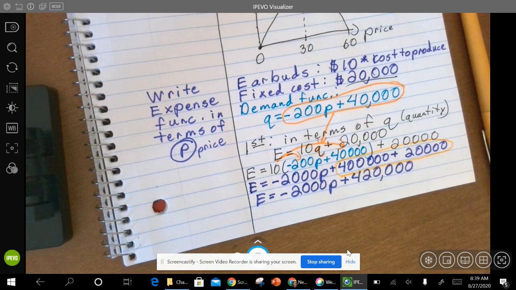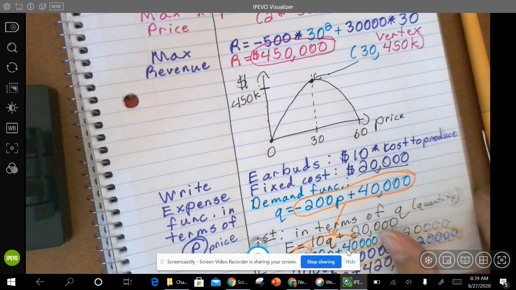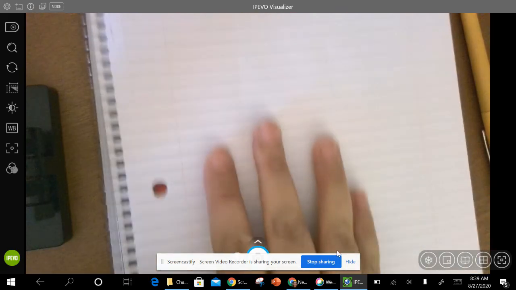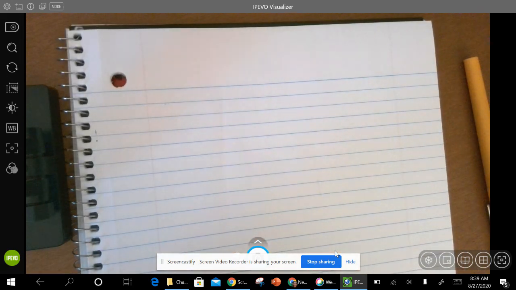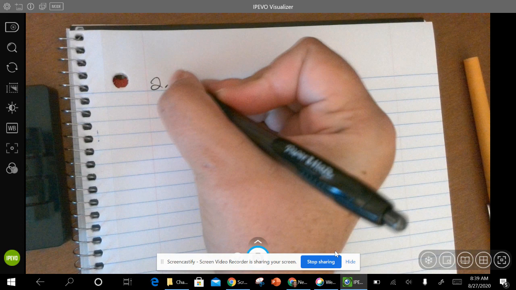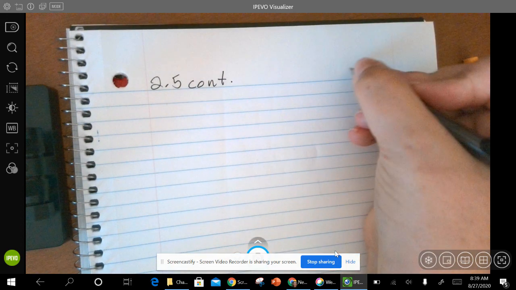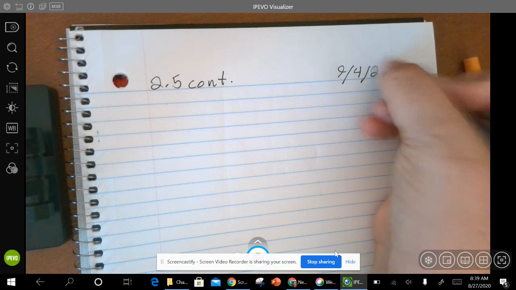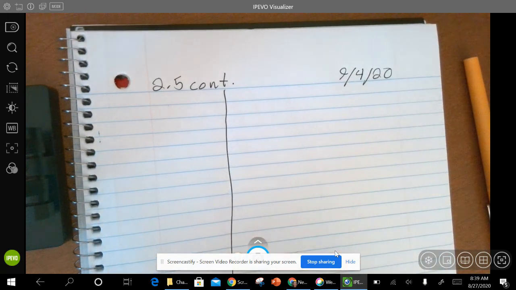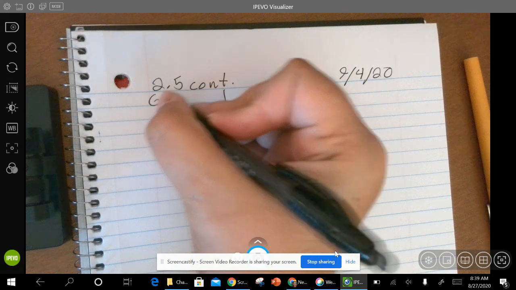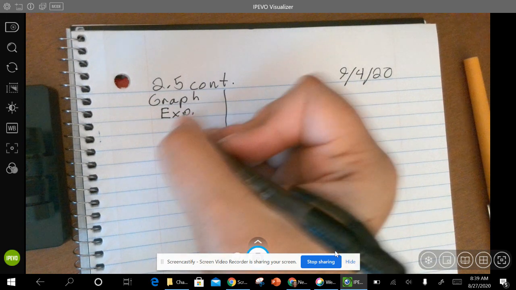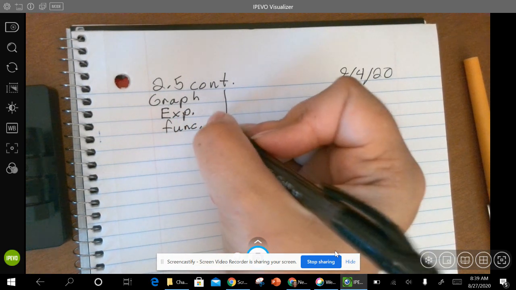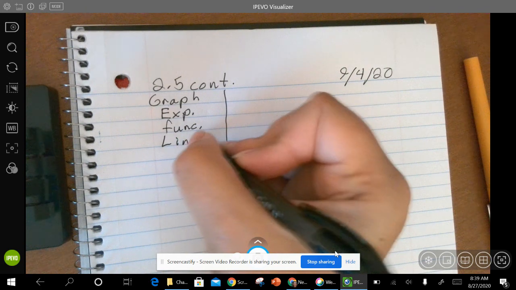Okay, and then we're going to go ahead and graph. So the next step of this, everybody, is to graph it. When in doubt, graph it out. I had an Algebra 2 student say that. Okay, so we're still working on this. I put 4, but September 4th, I should put the 3rd. Okay, so we're going to graph the expense function. Remember, it's linear.